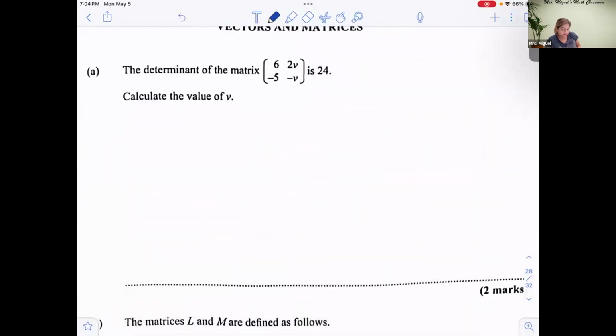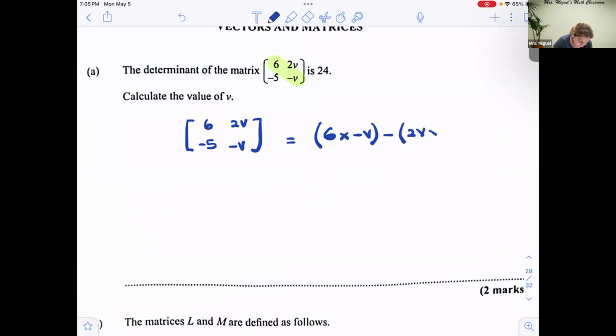All right, so we want the determinant of this matrix and we want to find the value of V. So we know how to find the determinant. We cross the diagonals. So this is 6, 2V minus 5 minus V. So the determinant will be -6 multiplied by -V, take away 2V multiplied by -5. And this is equal to 24. So go ahead and put it equal and find the value of V. It's straightforward, 2 marks. Go ahead.